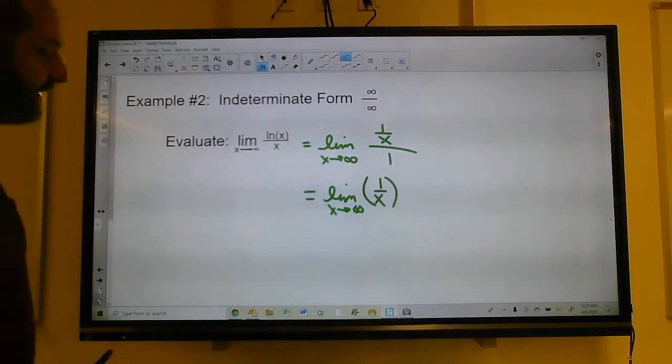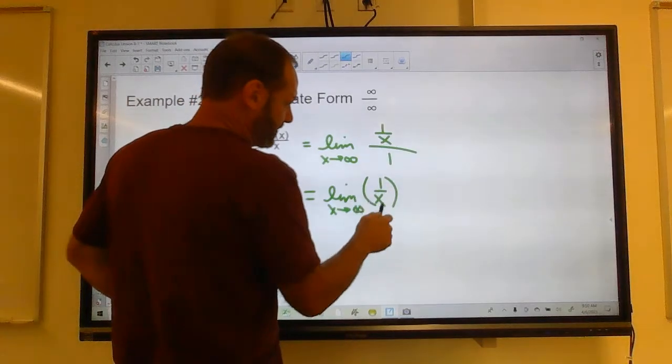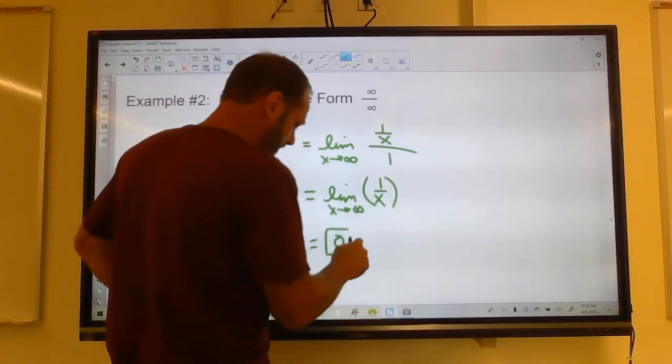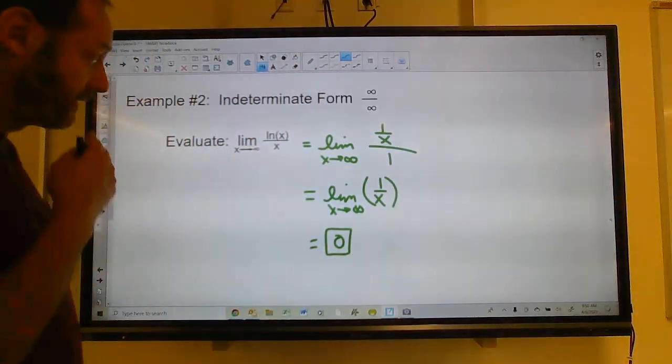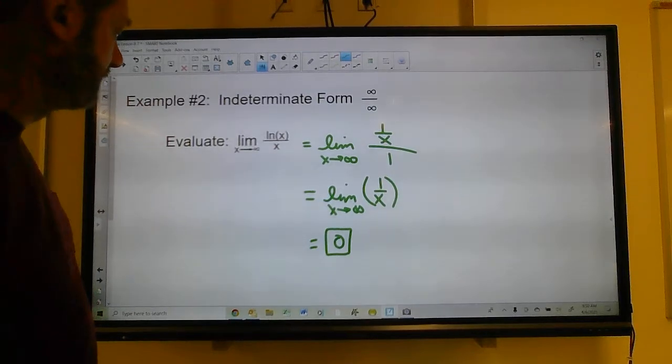Okay, well that I can do. As x goes to infinity, this gets really big, which makes this fraction really small, which means that this goes to 0. And so that one's done pretty easily.